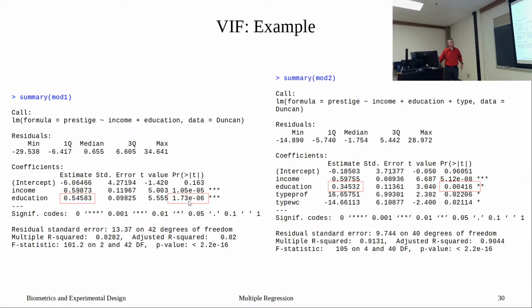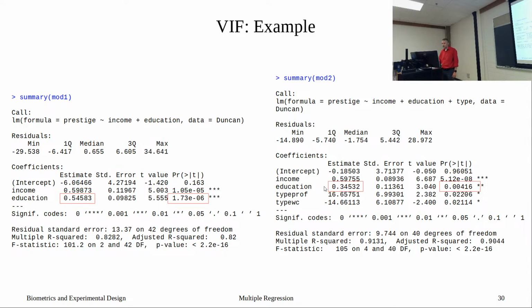They're significant predictors. Once we include type, look what happened to education. Now that relationship with education dropped. Our income stayed the same, pretty close: 0.5987 versus 0.5975. But for education, we went from 0.545, 0.546 down to 0.345. That's a pretty large drop in our relationship. So when we account for type, whether it's a professional, white collar, or blue collar type of job, education is less significant.